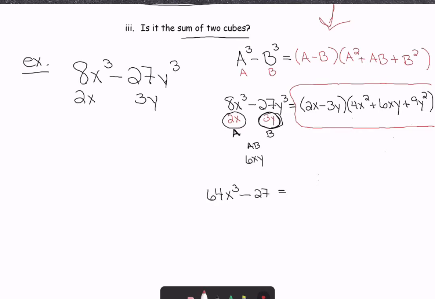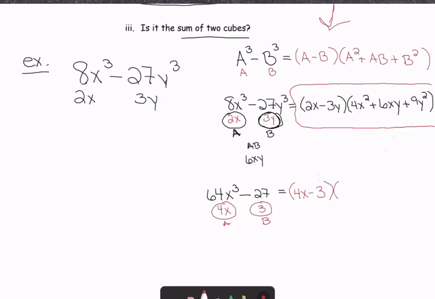So the cube root of 64 is going to be 4. The cube root of x to the third is going to be x. Okay, so this is going to be representing our a. And then the cube root of 27 is going to be 3, and that's going to be representing our b. So this is like our a and this is like our b. So let's follow the formula. It says do a minus b. So 4x minus 3.